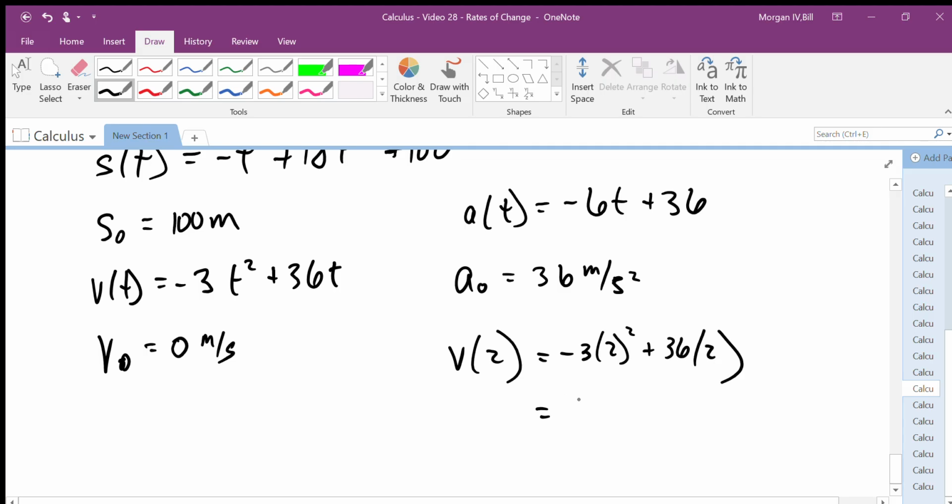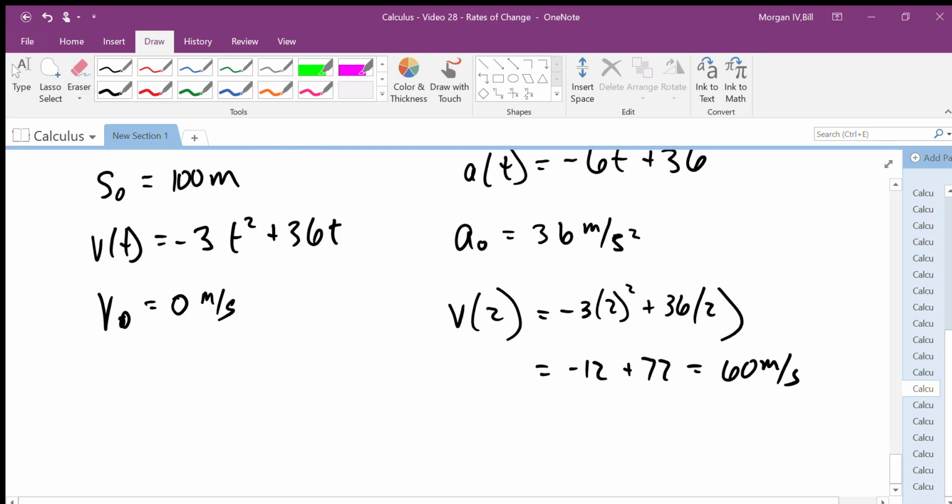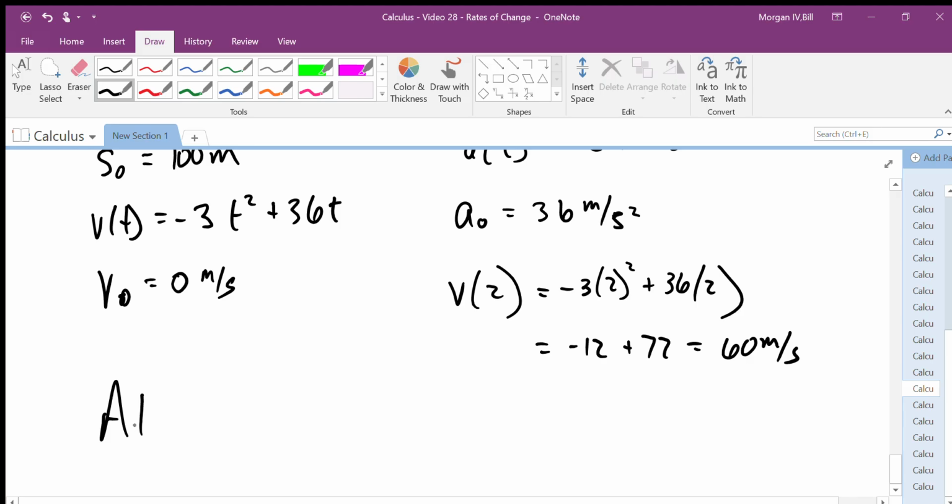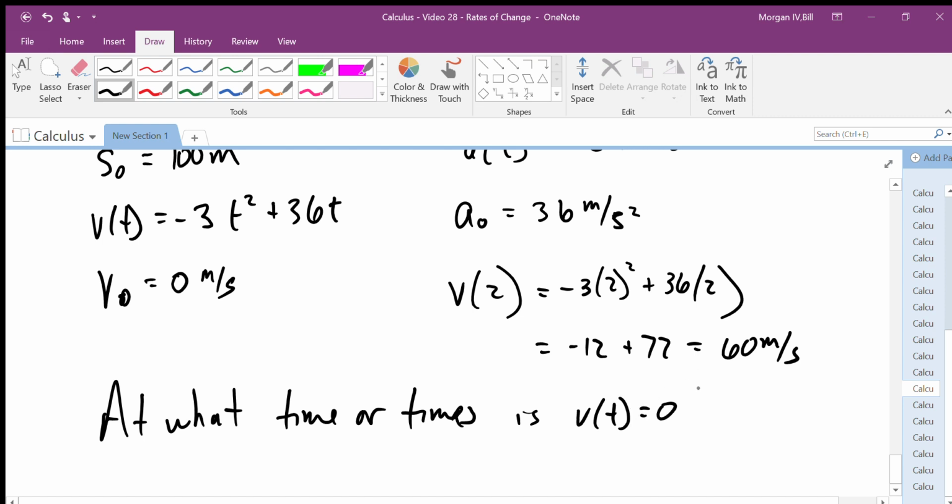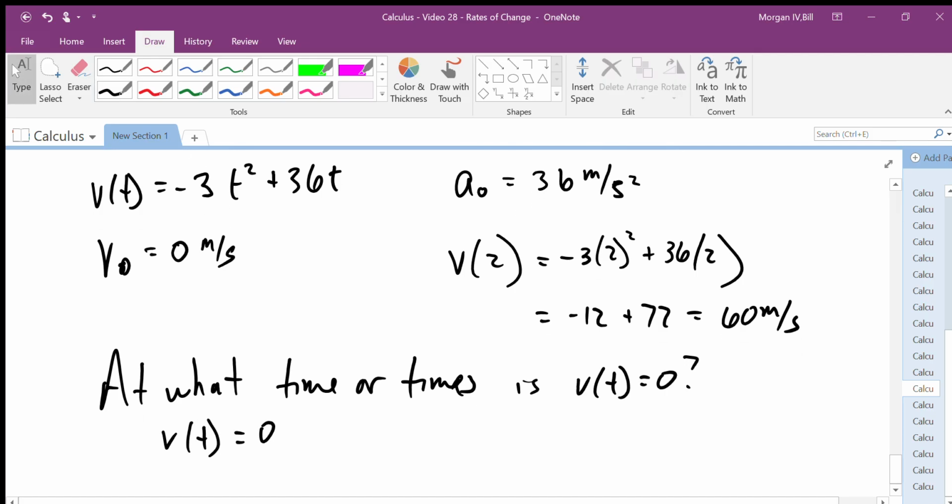And we get negative 12 plus 72, which looks like 60 meters per second. How about this? At what time, or times, is the velocity function equal to 0? What we're looking for here are those relative extrema, the relative max and the relative min. So we'll take our velocity function v of t and set it equal to 0. So negative 3t squared plus 36t equals 0.